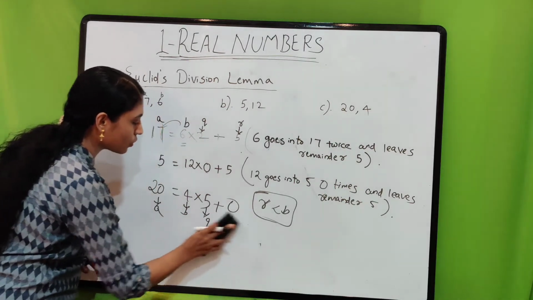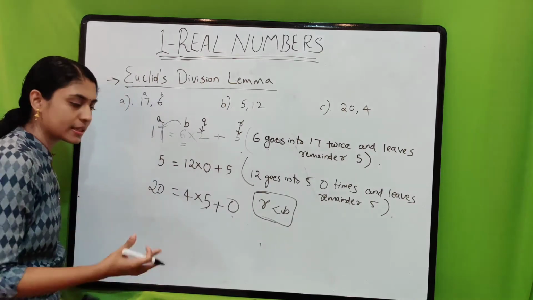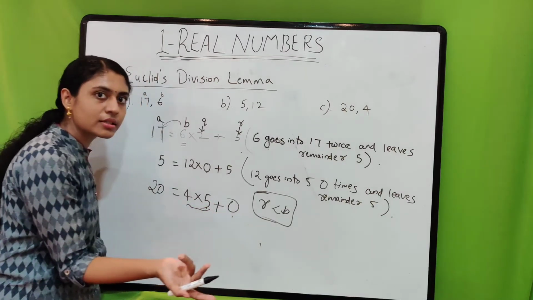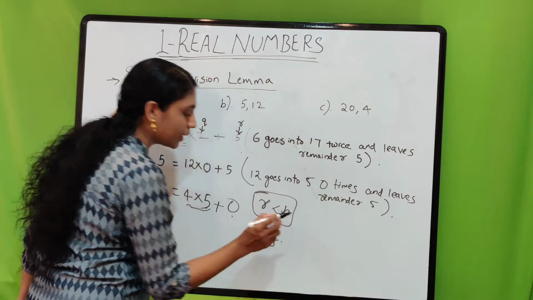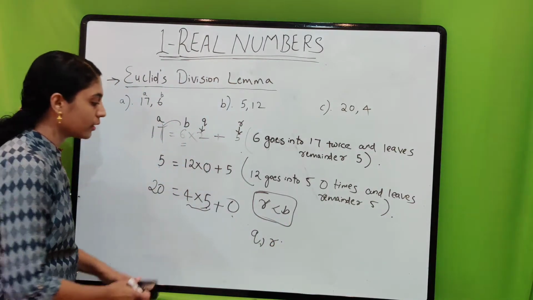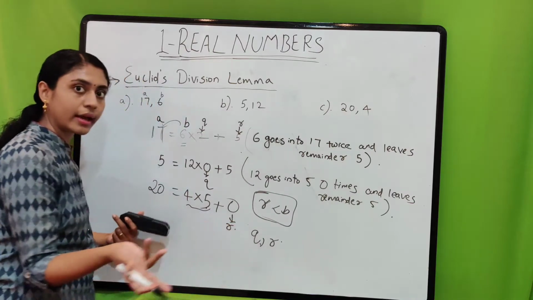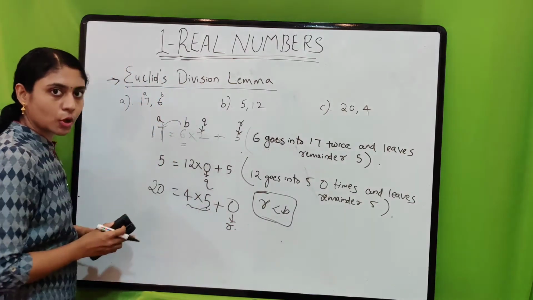Understood? So how did we write 20 and 4? 20 is equal to 4 into 5, which is 20. Then we should have a remainder, and here the remainder is 0. And note that Q and R can be 0 also. Here Q was 0 in the earlier case, and in this case R is 0. So Q and R can be 0 in some cases. So you understood these three problems.